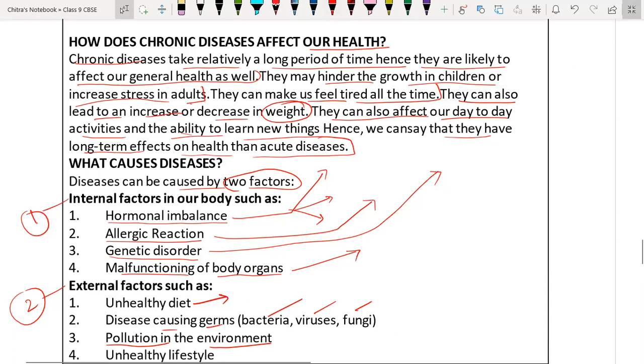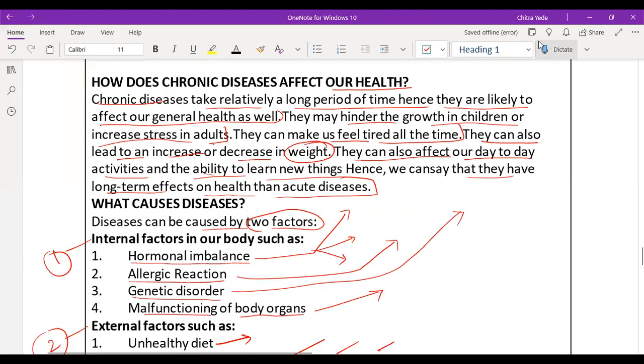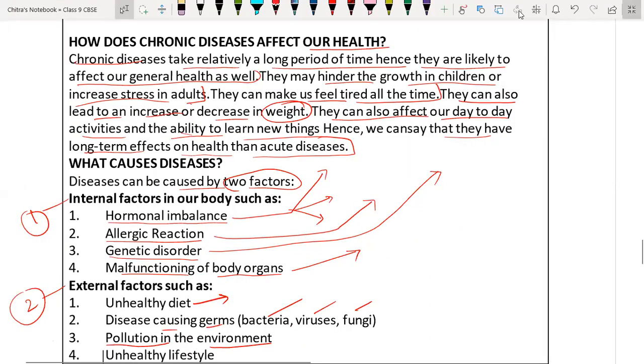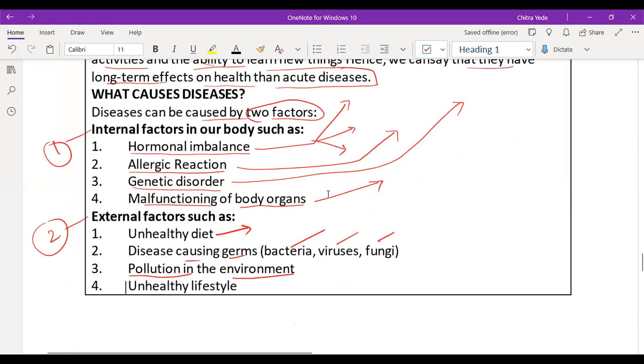Like proper time between meals, or sleep time, or what exactly is meant? See, unhealthy lifestyle means your sleeping time, waking time, eating time is not fixed. Irregularity is there.